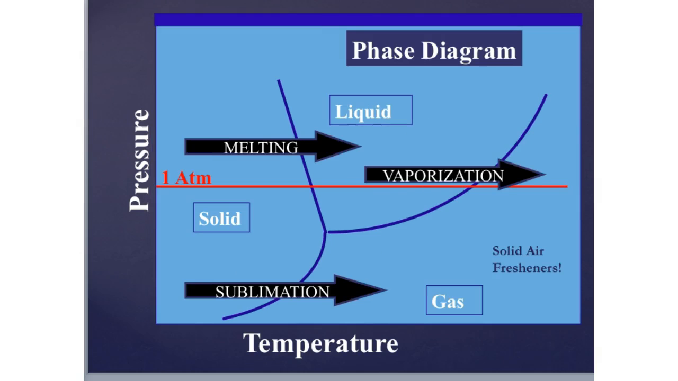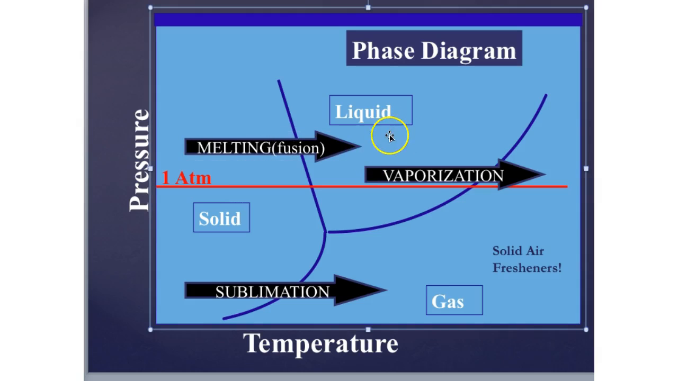Then we go the other way. Let's say we increase the temperature. If we go from a solid to a liquid, that's called melting. Another word for this is fusion. And when you go from liquid to gas, that is called evaporation. And when you go from solid to gas, that is called sublimation. So make sure you understand the meaning of these words. Add them to your flashcards if you don't already have them.